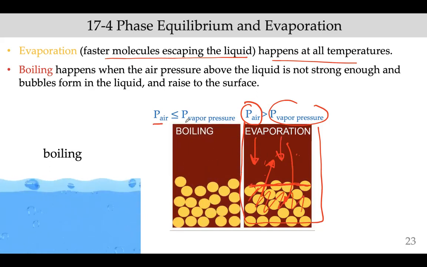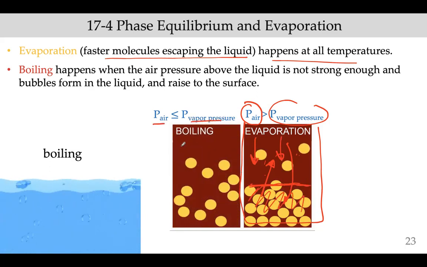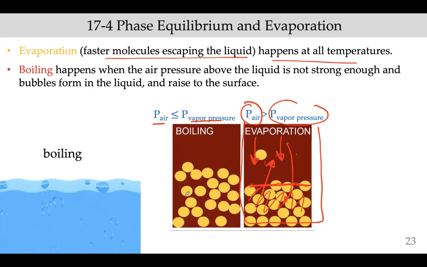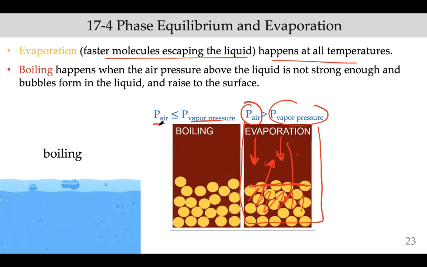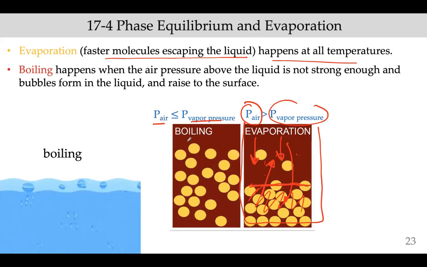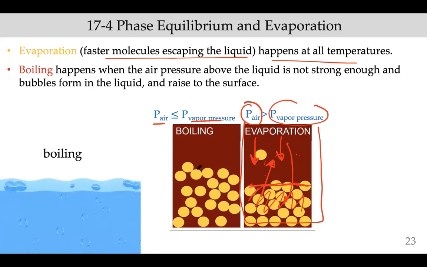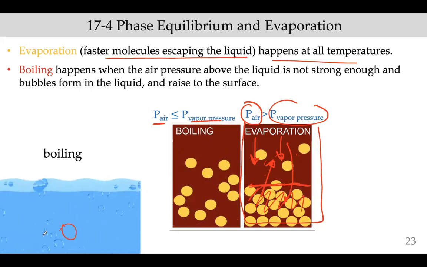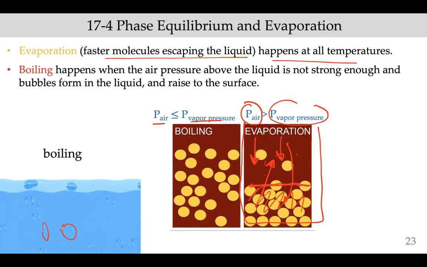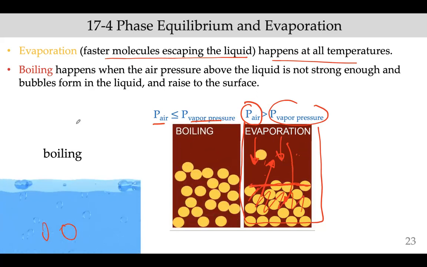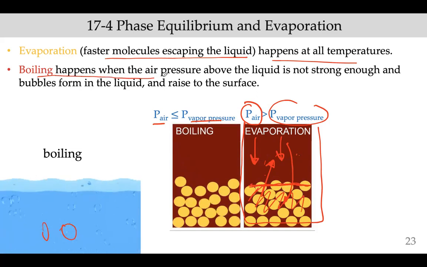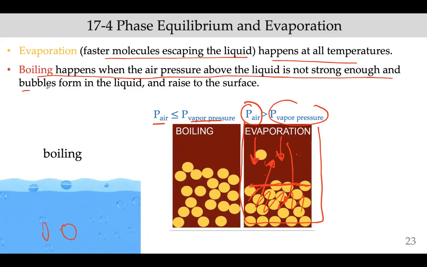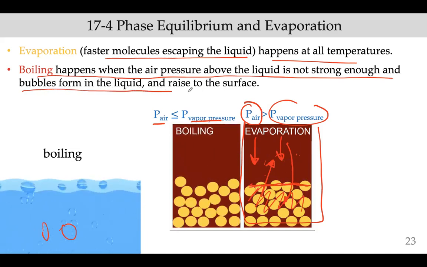But if the air pressure is equal to vapor pressure, remember vapor pressure is coming from this liquid, when it's equal or smaller, air pressure is now not enough to keep the particles, so the particles can go up. In fact, you can see here the gas bubbles form, so this is actually boiling. So boiling happens when the air pressure above the liquid is not strong enough and bubbles form in the liquid and rise to the surface.